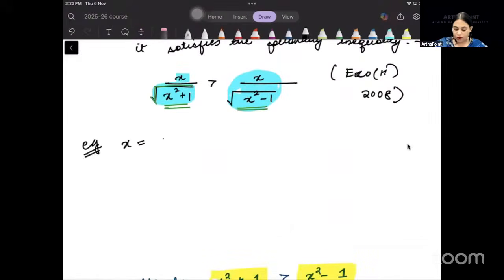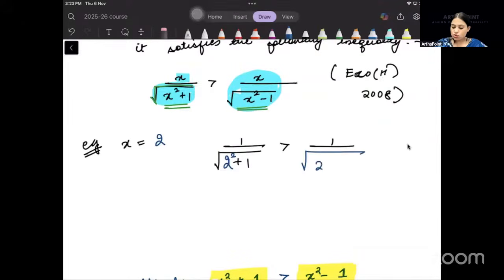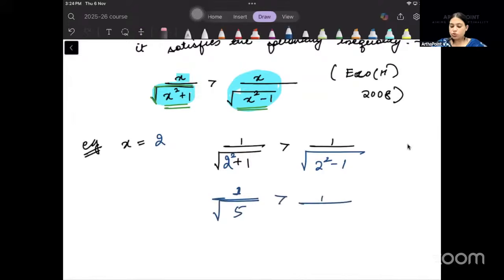Take x to be 1. 1 upon root of 1 plus 1 is greater than 1 upon root of 1 minus 1. You cannot take x to be 1, sorry, 1 is not included. Take x to be 2. 1 upon root of 2 square plus 1, that is 4 plus 1, root 5, is greater than 1 upon root of 2 square minus 1, that is 4 minus 1, root 3.